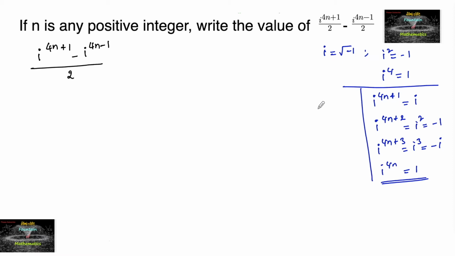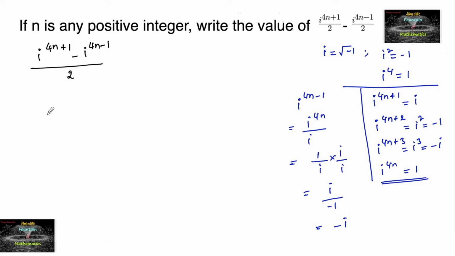And also i to the power of 4n minus 1, we can write this as i to the power of 4n upon i. The value of i to the power of 4n is 1, so 1 upon i. Just multiply and divide with i here, so we'll get i upon i square, which is minus 1. So i upon minus 1 is minus i. Let us substitute these values here.